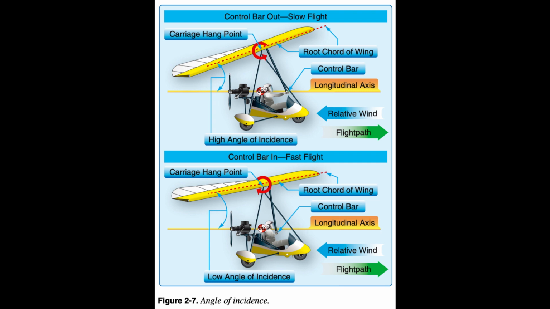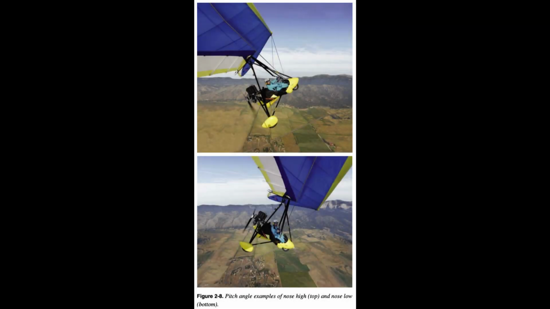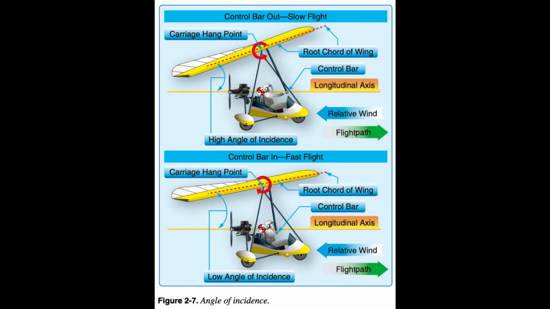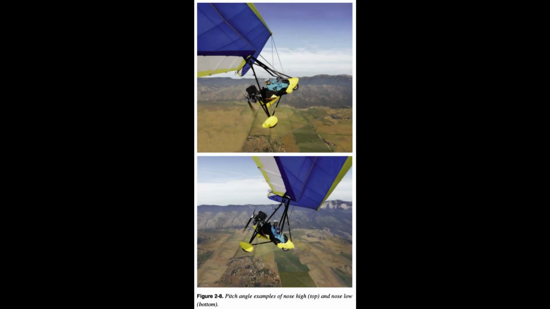The pilot changes the AOA by moving the control bar forward for high angles of attack and slow speeds as shown in Figure 2.7, top. For high angle of incidence in Figure 2.8, top. For high pitch angle. Low angles of attack for fast speeds are shown in Figure 2.7, bottom. For low angle of incidence in Figure 2.8, bottom. For low pitch angle.